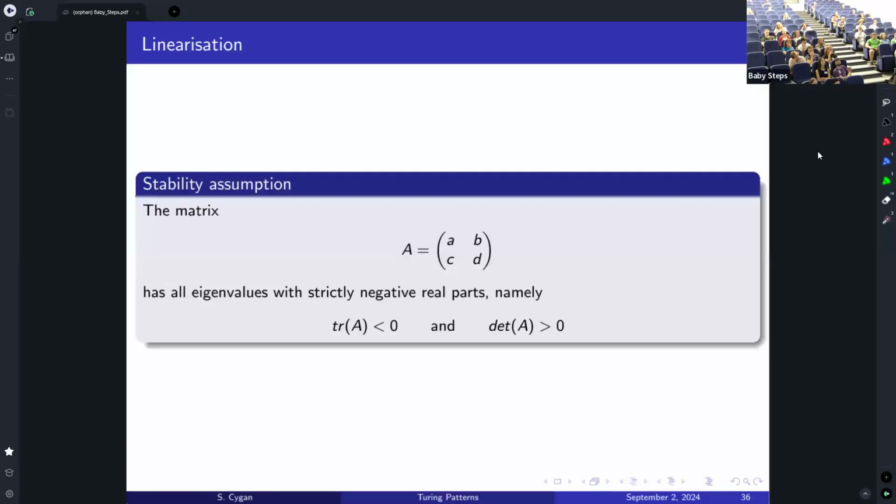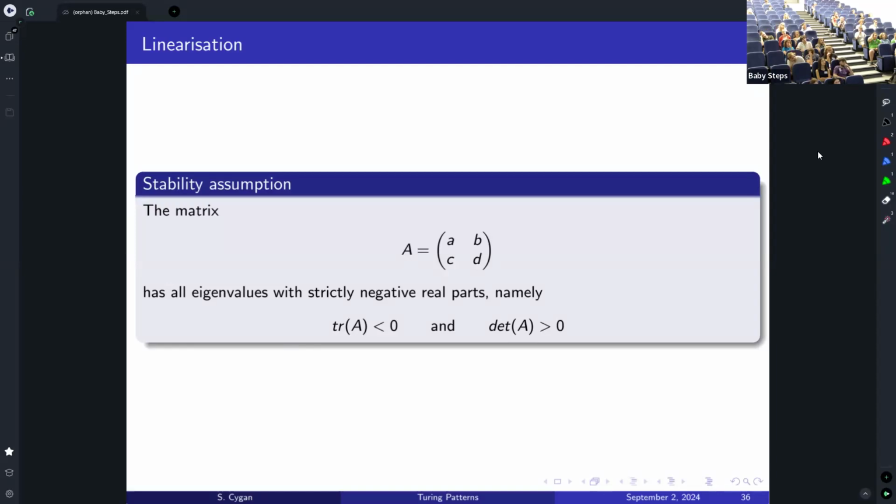And in the 2 by 2 case, we have a very simple characterization of the sign of the eigenvalues, and we can say that all of the eigenvalues have strictly negative real parts if and only if the trace of the matrix is negative and the determinant of this matrix is positive. Because the determinant is the product of the eigenvalues, and the trace is the sum of the eigenvalues.